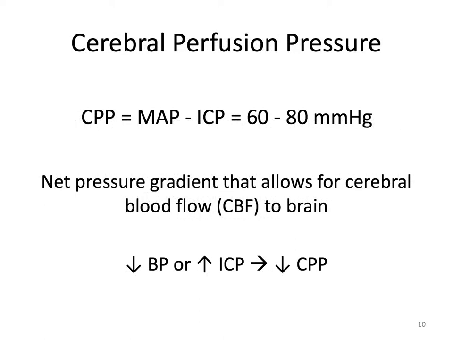Cerebral perfusion pressure is the net pressure gradient that allows for cerebral blood flow to the brain. This can be calculated by subtracting the intracranial pressure from the mean arterial pressure and is usually in the range of 60 to 80 millimeters of mercury. A decrease in blood pressure or an increase in intracranial pressure will decrease the cerebral perfusion pressure.